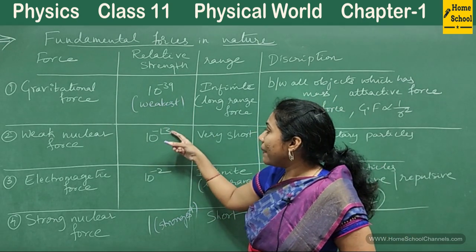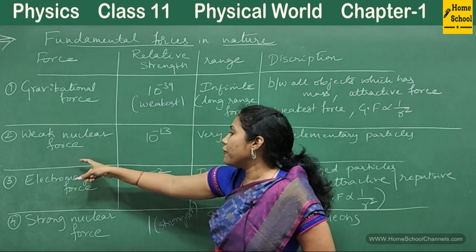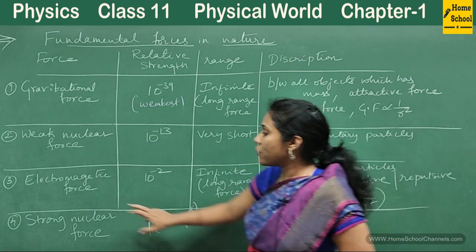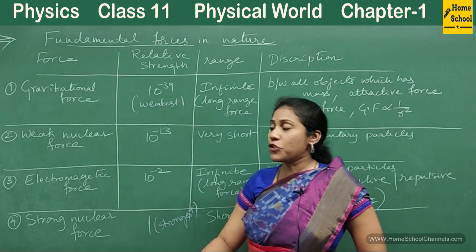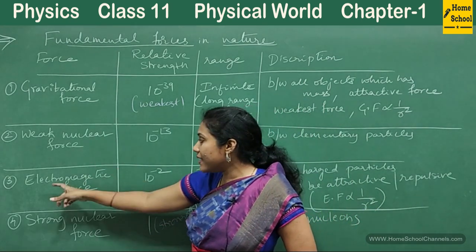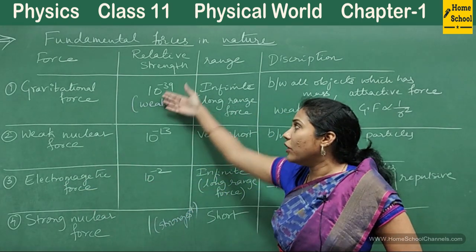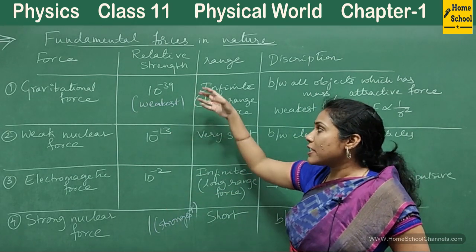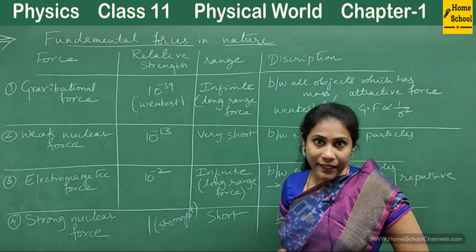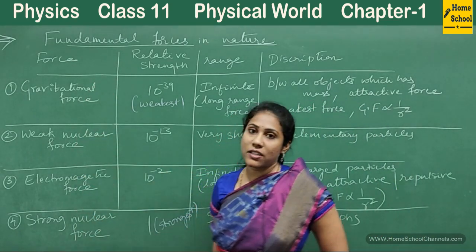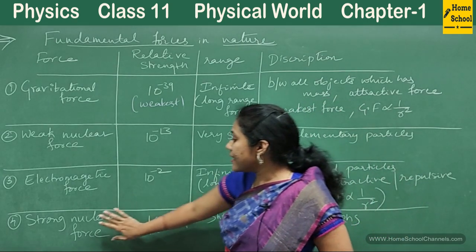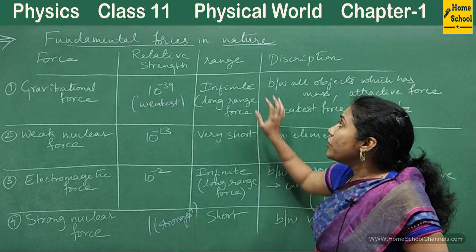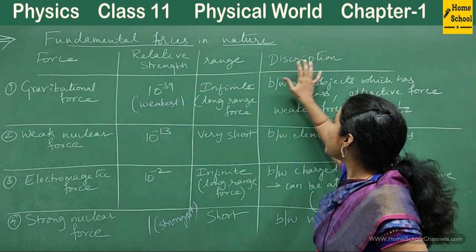And coming to 10 power minus 13 for weak nuclear force, and 10 power minus 2 for electromagnetic force. After strong nuclear force, the next strongest force you can find is electromagnetic force, because you see the value. So this actually gives you a comparison of strength between these four forces. Among them, the strongest is this and the weakest is gravitational force.